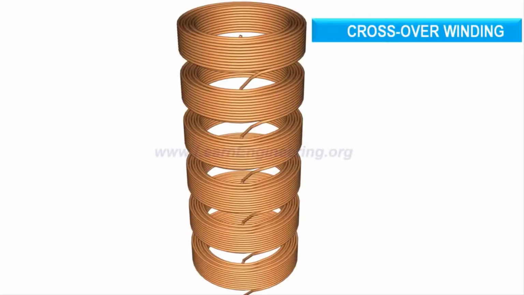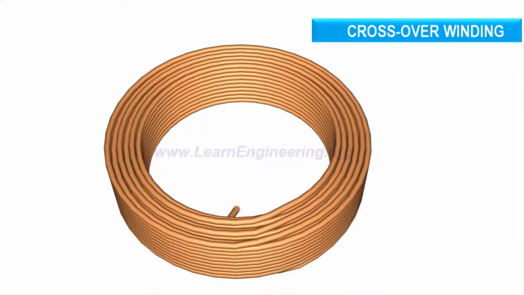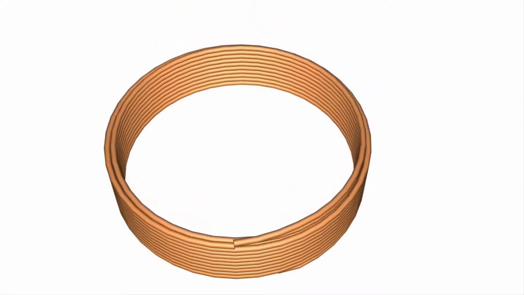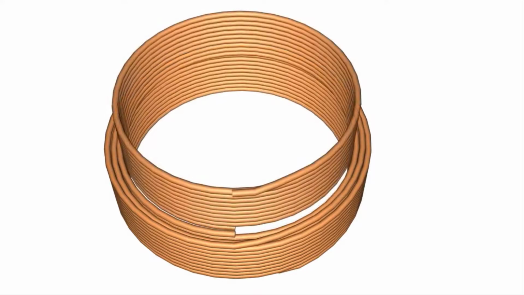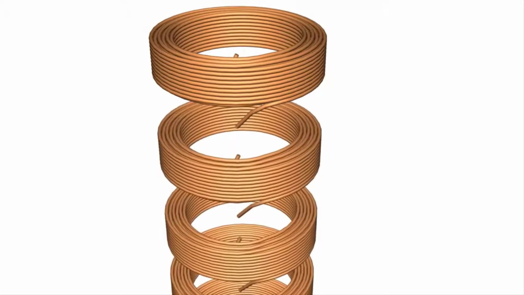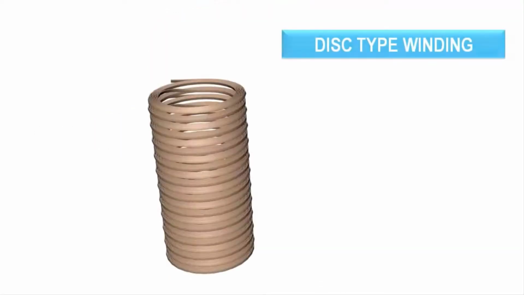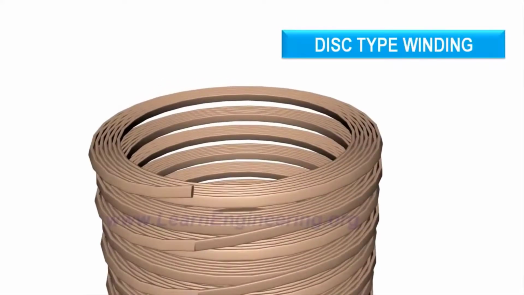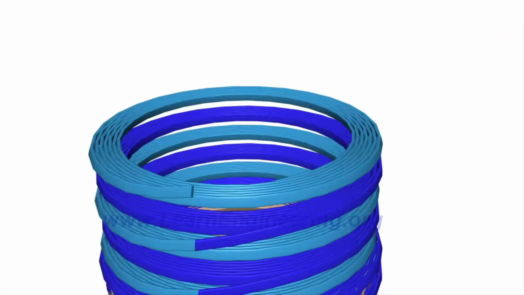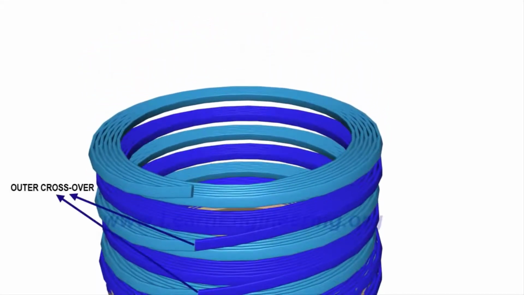Crossover windings are employed for high voltage applications. Here, a series of blocks are formed by winding circular conductors in different layers and turns. Disc-type windings are used in transformers with a high power rating. Here, discs are made from spiraling conductors at the same place. Such alternating discs are connected in series using inner and outer crossovers.